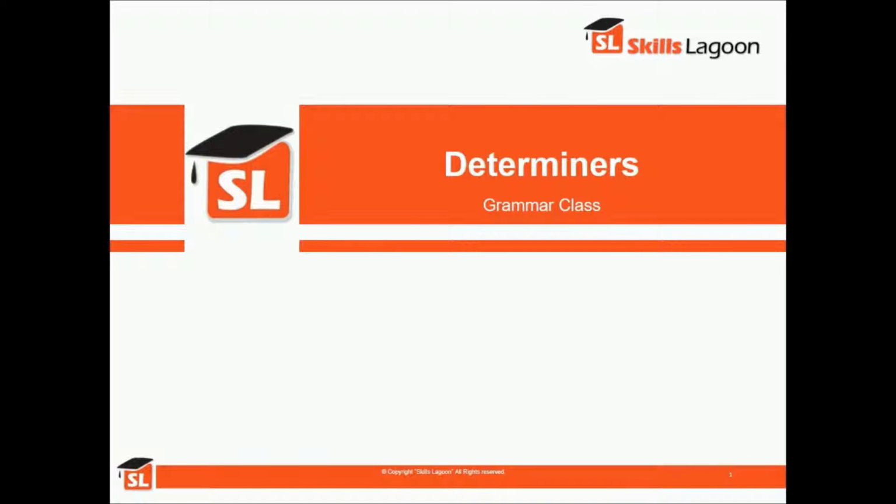So let's discuss determiners. It is an important part of the grammar. So in this topic we are going to discuss the determiners, the definition of the determiners and its various types.